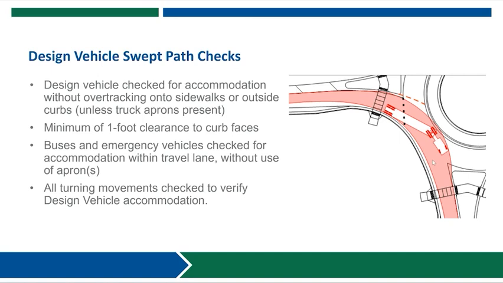In addition to checking larger tractor trailer type combinations, we also want to consider buses and emergency vehicles and these type of smaller vehicles to make sure that they're able to be accommodated within the travel lane without needing to use the aprons. It's undesirable to have a school bus full of kids that are not wearing seatbelts getting jostled around if a bus needs to bump up onto a truck apron in order to get through the intersection. So we'll do a quick check for those types of vehicles as well and just make sure that they can be accommodated within the travel lane.